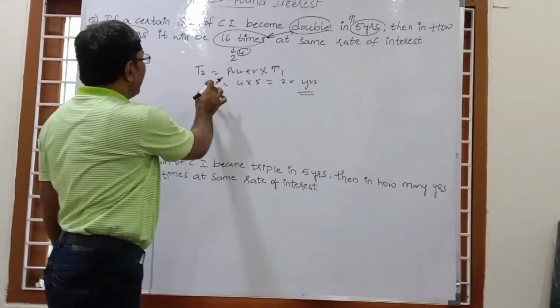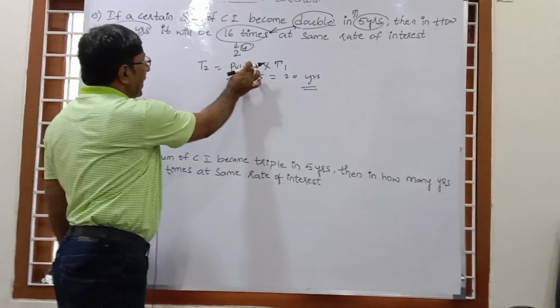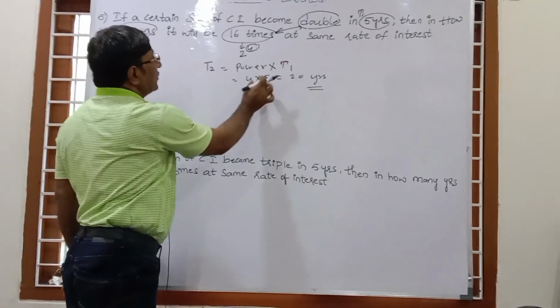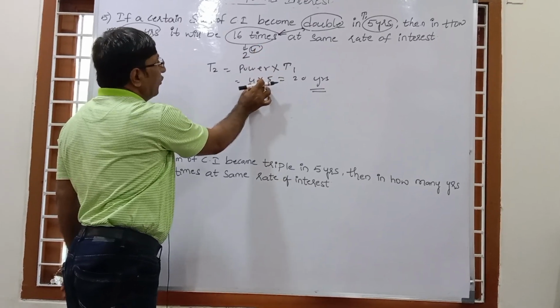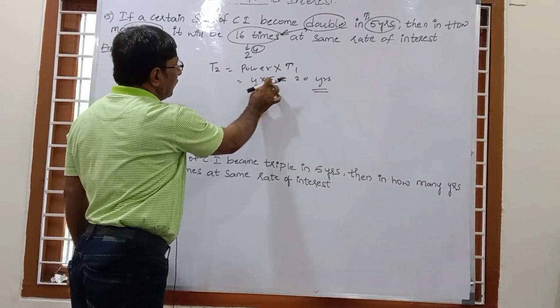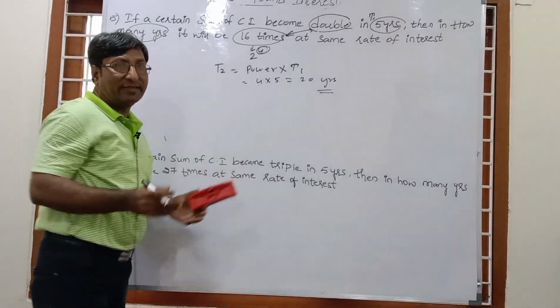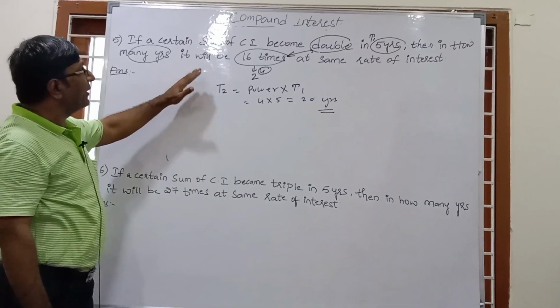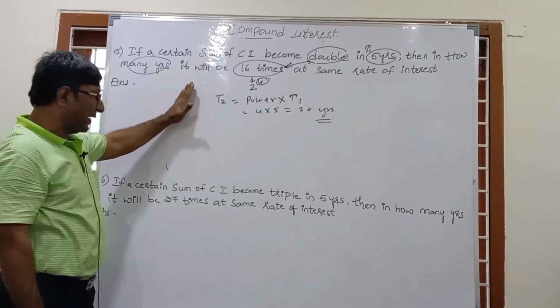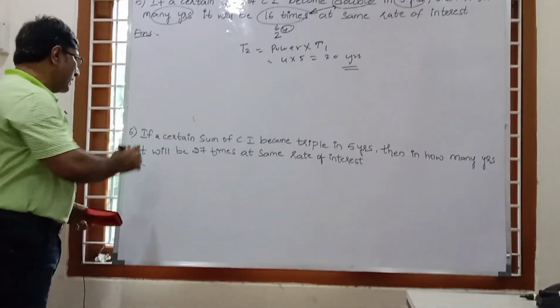So our technique is what? T2 equals power multiplied by T1. So here the power is 4, and the time given is 5. So 4 fives are 20 years. This is a very easy technique. If we go for this question by the basic method, it will take a lot of time. In the same way, see the sixth question.